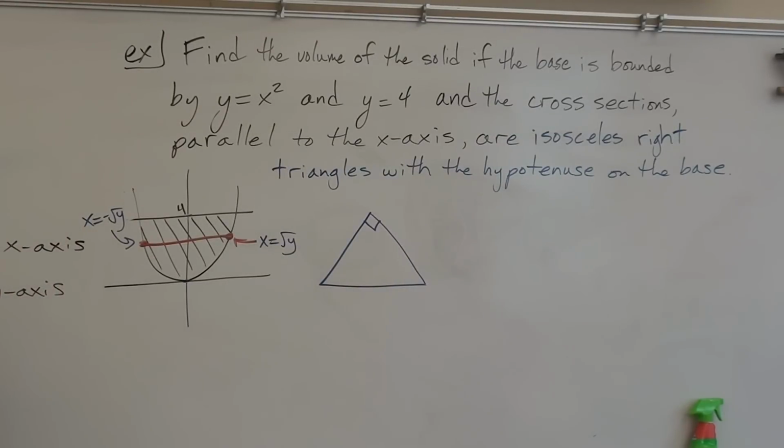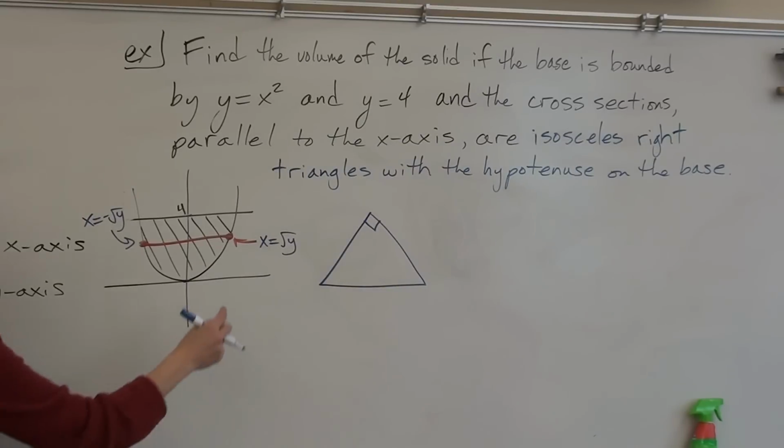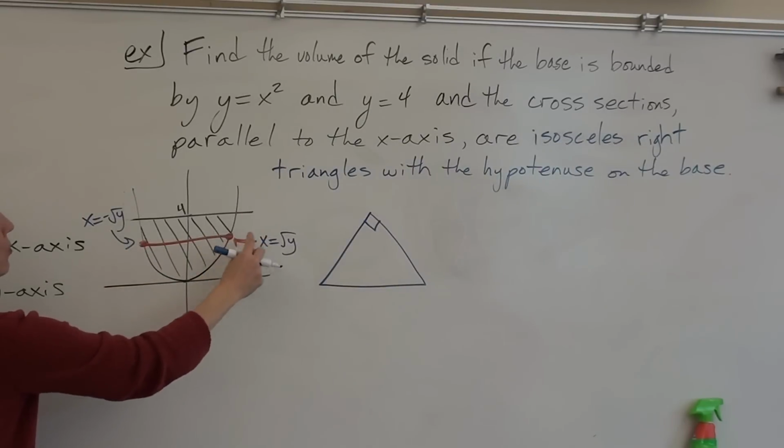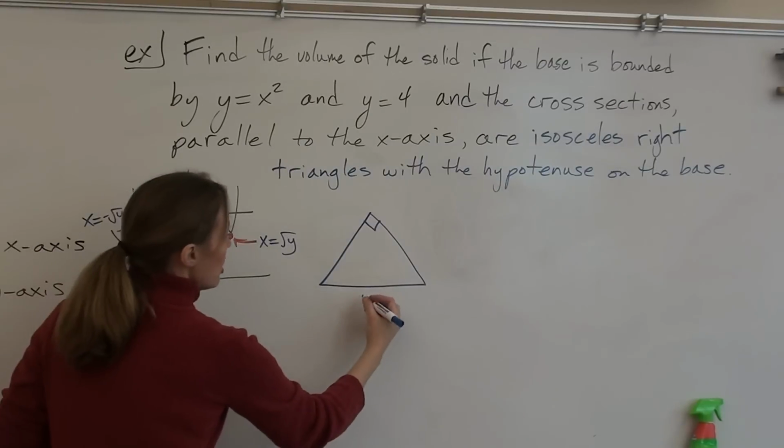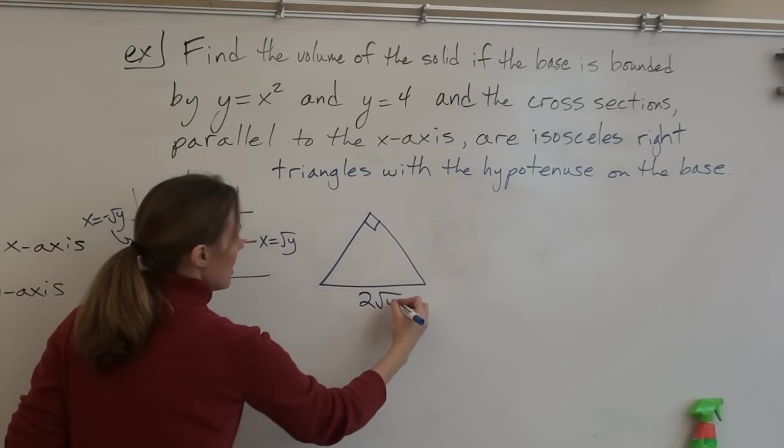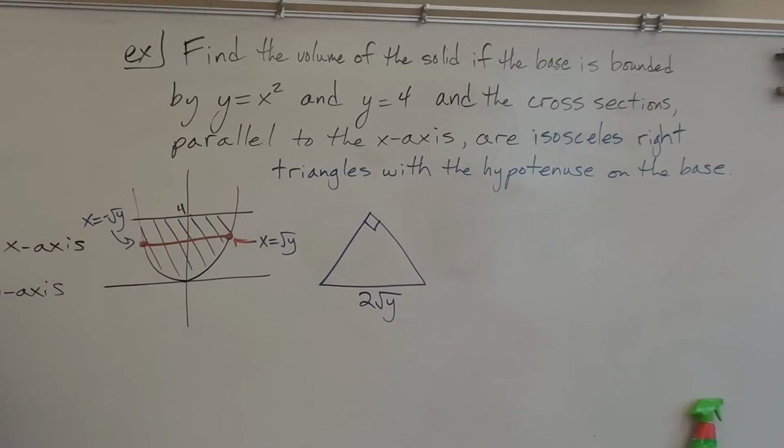what would the length of the hypotenuse be? It'd be the same as the length of the square. It'd be square root of y. 2 root y. It's still right minus left. It's still root y minus negative root y. So the length of the hypotenuse is 2 root y.